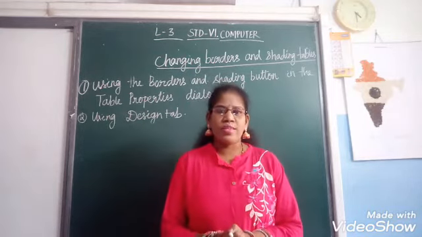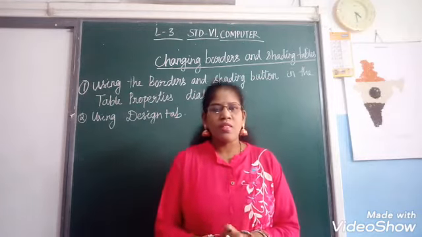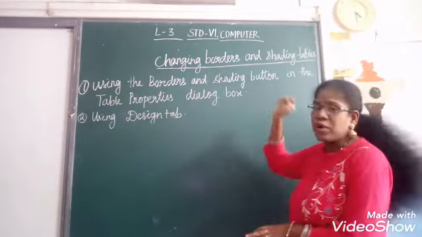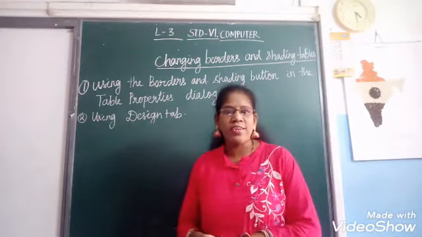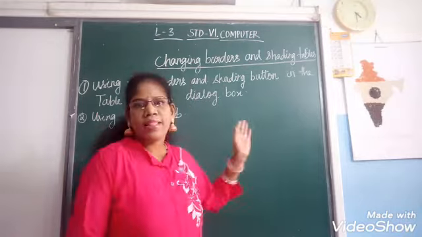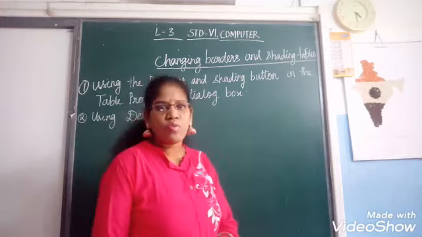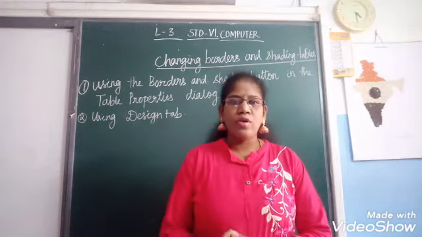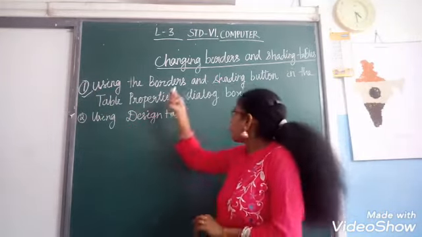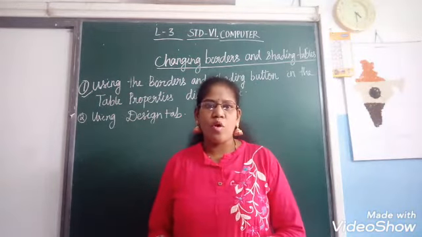There are two ways in which you can change the border and shading of a table. The first way is using the border and shading button in the table properties dialog box. And the next method is using the design tab. Second method is what? Using the design tab. So, we will learn today the first method, by using the border and shading button in the table properties dialog box.